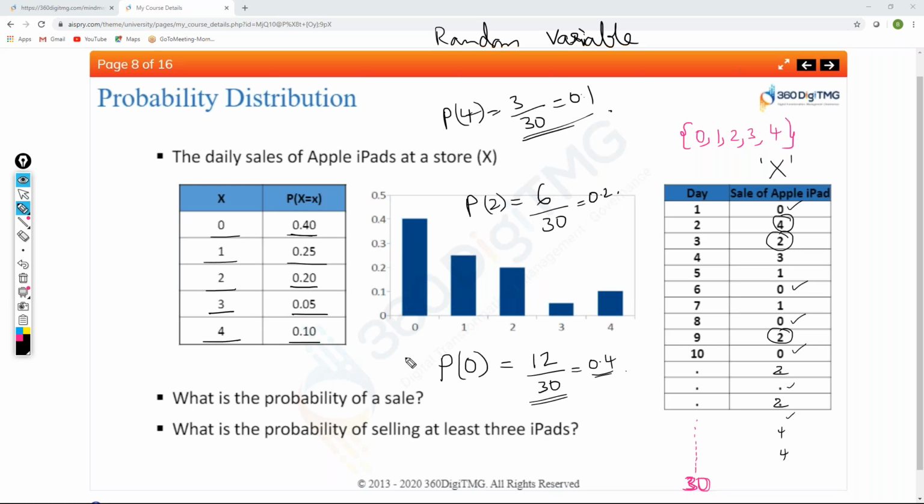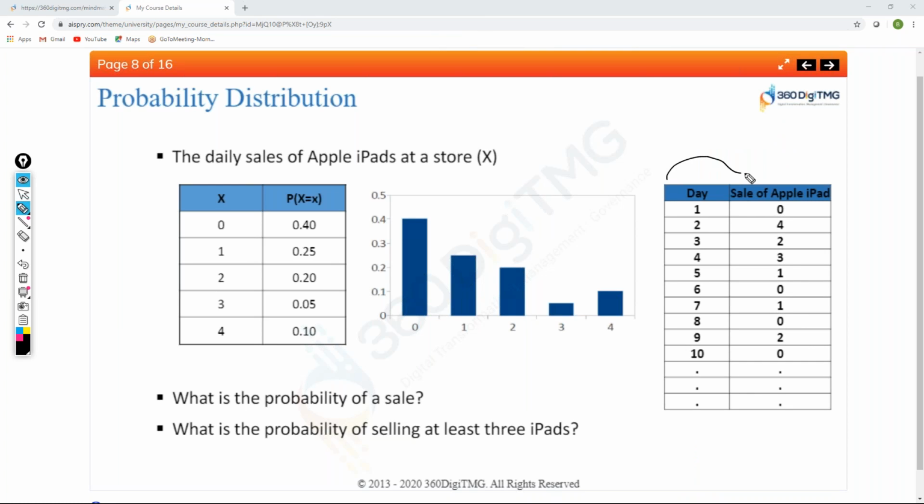The point which you need to remember is that whenever you're given such data, you can convert that to a distribution called a probability distribution table. Why? Very simple, friends. I'm just distributing the probabilities for each of the random variables. I'm distributing the probabilities.